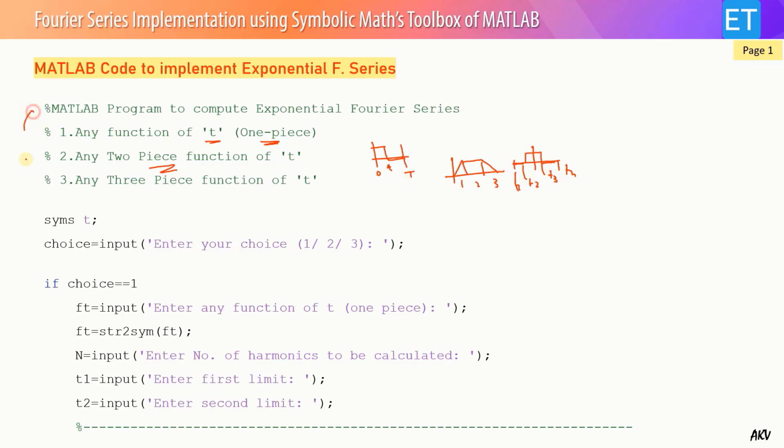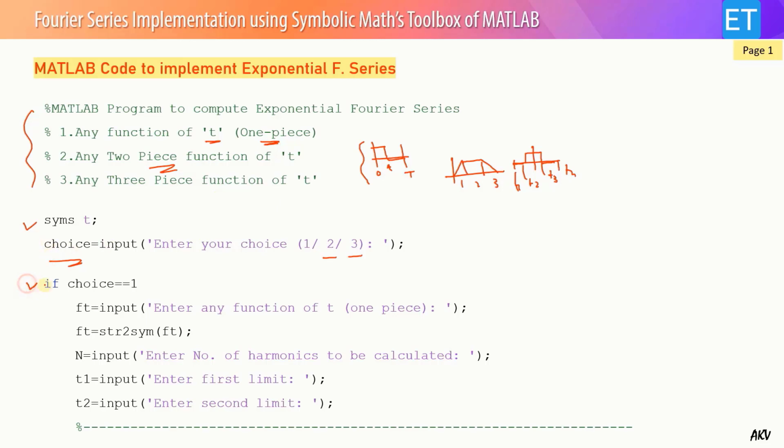So this program is quite impressive and very efficient and can accept any function of t. So let me explain. This is a symbolic variable t, and here you have to enter your choice, what type of function you want to enter. If you enter 1, you have to enter a single piece function, if you enter 2, then you can enter two-piece functions like this, and with 3 you can enter three-piece functions. And you can further expand this code to have four-piece functions and so on in a similar pattern, okay.